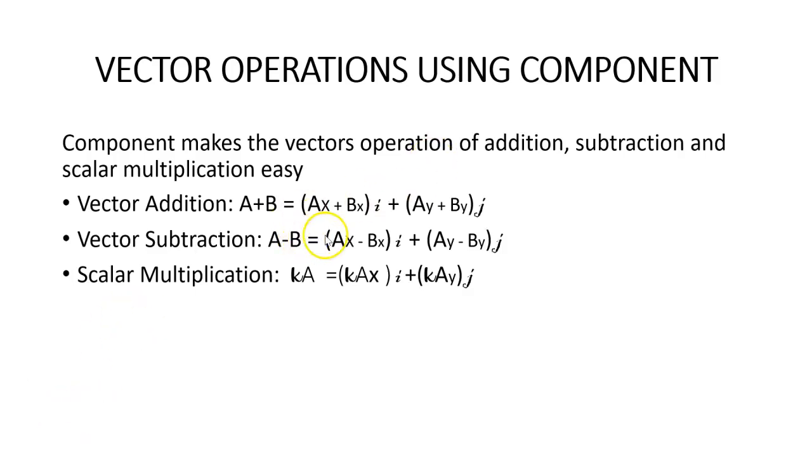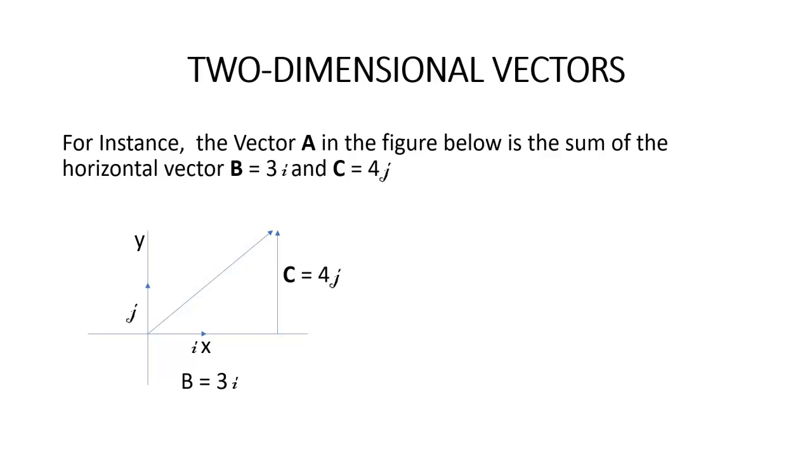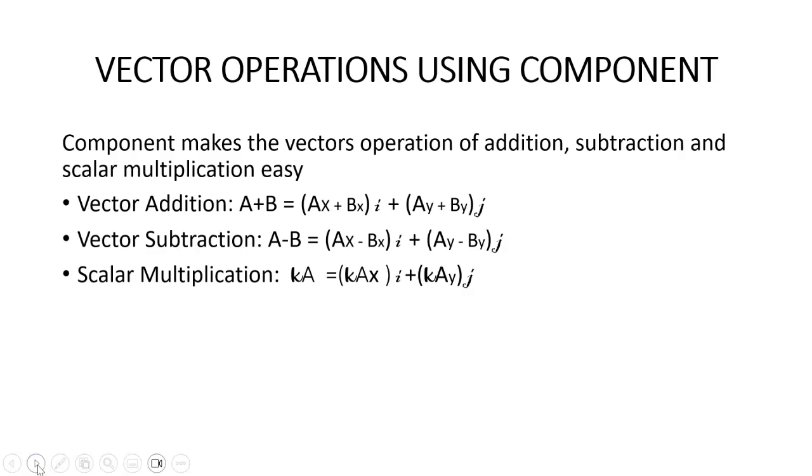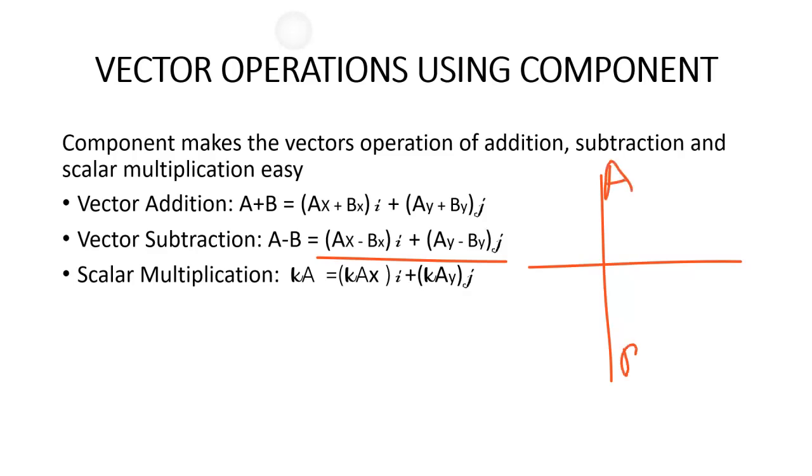Now let's look at the subtraction aspect. We just did the addition, and let's look at the vector subtraction. In this case here, we have A and B, so this is negative and negative.